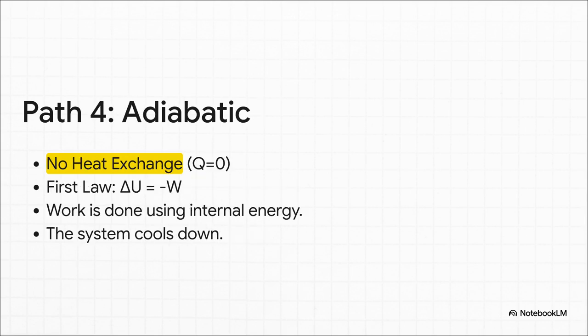And for our last path, we have an adiabatic process. This is where you perfectly insulate the system. Think of it like a perfect thermos. No heat gets in, no heat gets out. Q is 0. So, if the gas still expands and does work, where on earth does that energy come from? It has to pay for it itself by using its own internal energy. And when internal energy goes down, the temperature drops.